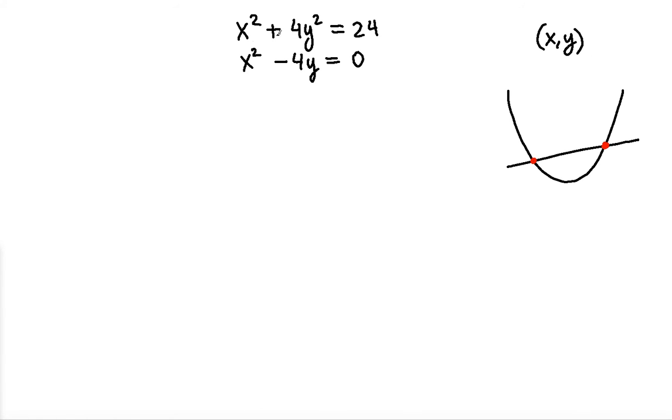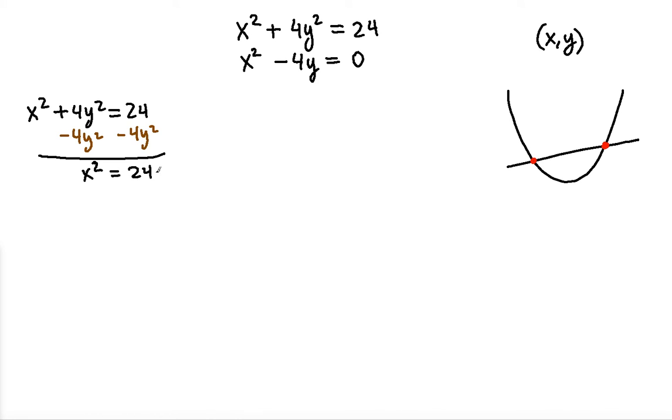So what I mean is, in this case, we're going to solve for x squared. So x squared plus 4y squared is equal to 24. And then what you want to do, you want to subtract 4y squared like that, so that x squared is by itself. So x squared as a result is equal to 24 minus 4y squared.